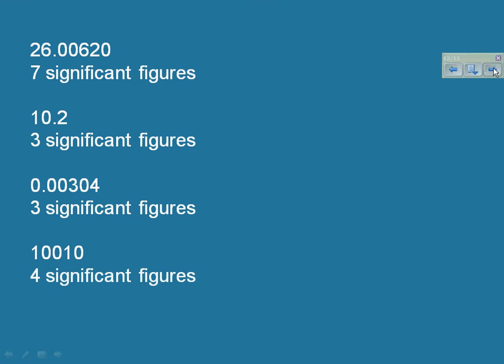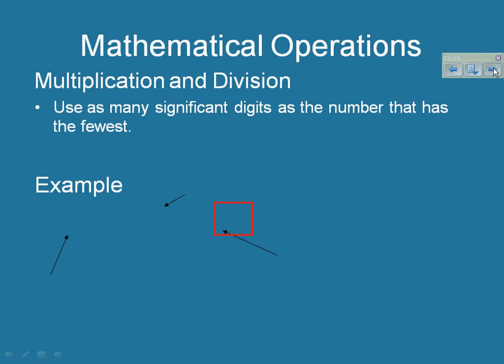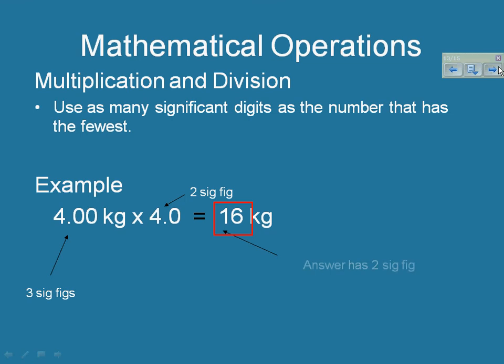Mathematical operations. When you are multiplying and dividing, you want to express your answer in agreement with the number that has the fewest. So let me read what I wrote. In multiplication and division, use as many significant digits as the number that has the fewest. So let's see what number I have up there. We have 4 kilograms times 4.0. 4 kilograms has 3 sig figs. 4.0 is a measurement. There's 2 sig figs. Your answer should have 2 sig figs. So if you put 16.0, you have the correct value, but you would have too many sig figs.